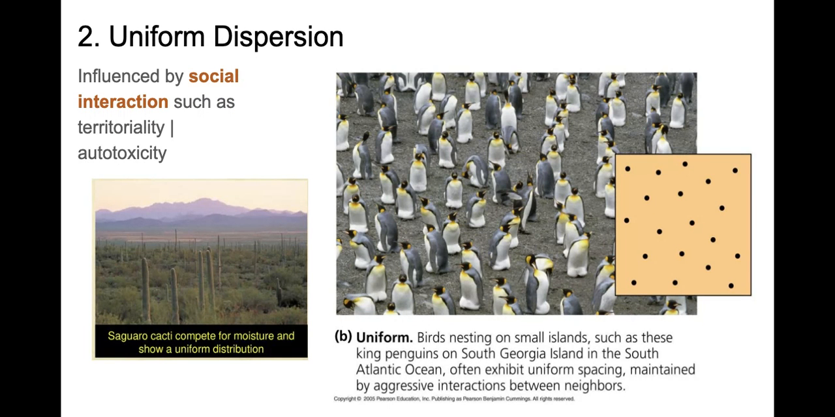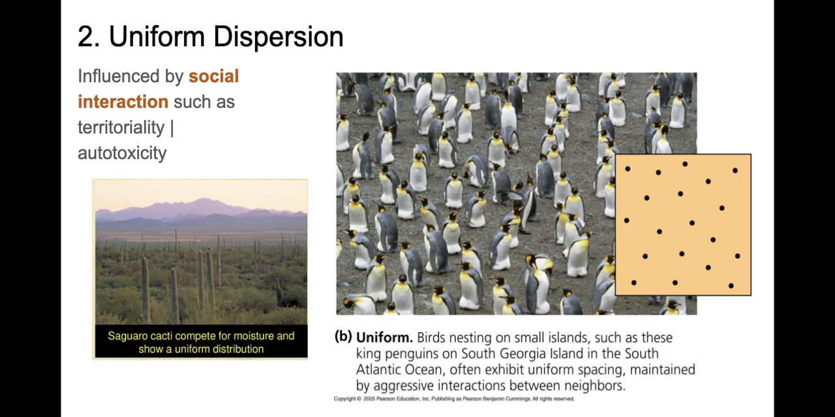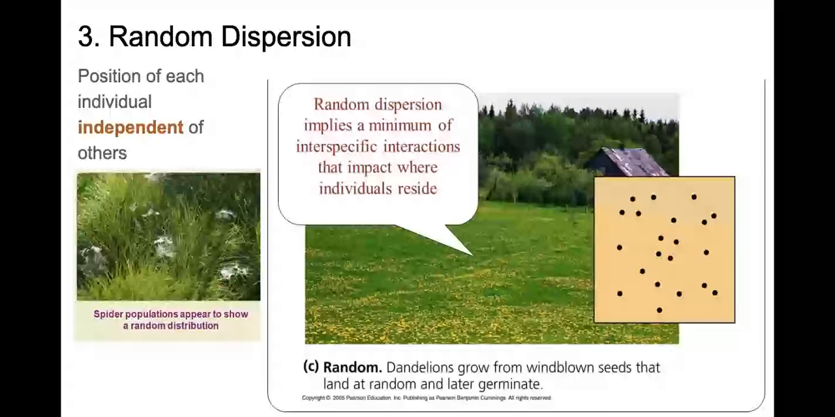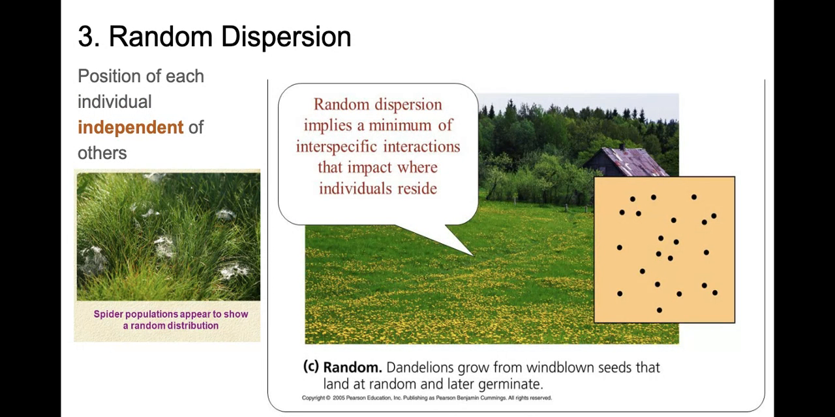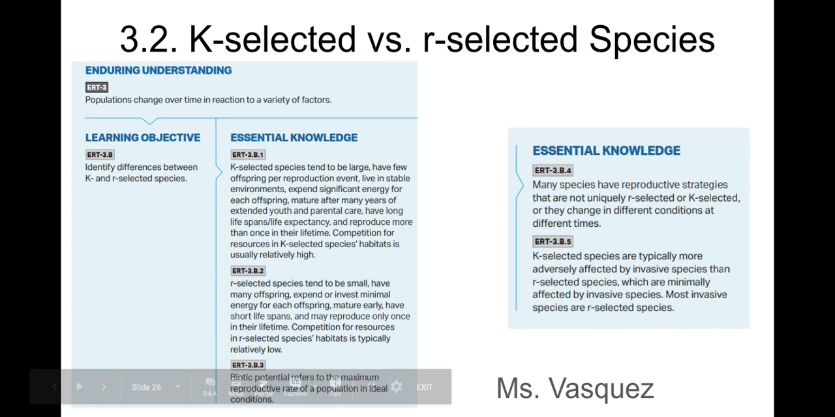Uniform dispersion is going to be influenced by social interaction. Usually we see this in penguins. We also see this in cacti. They're going to be evenly distributed. So this is called uniform dispersion. And then we have random dispersion. That is where the positions are independent from each other. They just kind of land wherever they can, and they grow. There is no pattern that you're going to be observing. So like dandelions or spiders, they're going to be just randomly dispersed in their habitat.